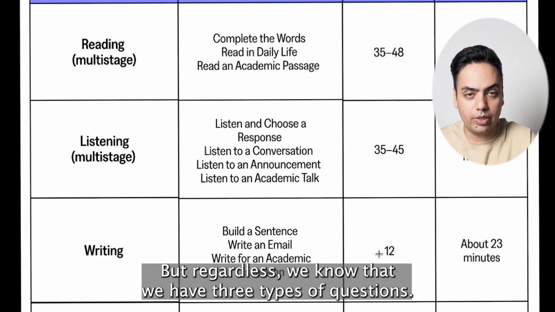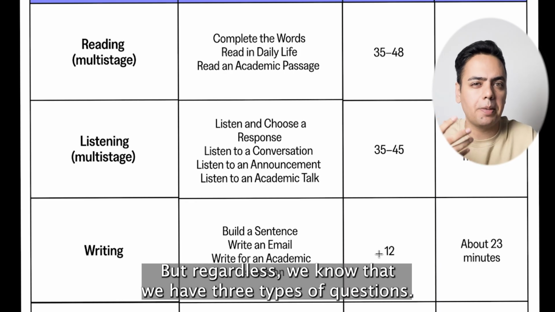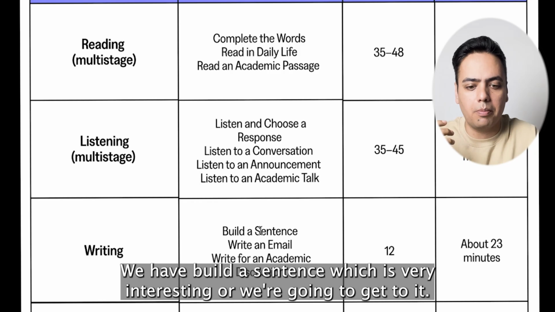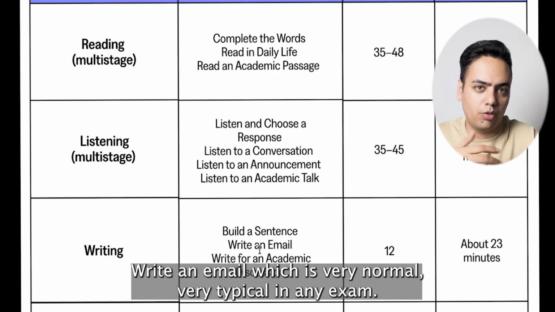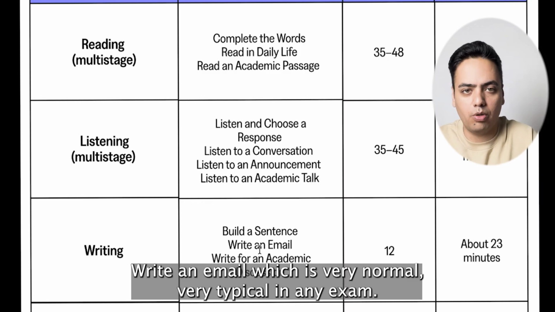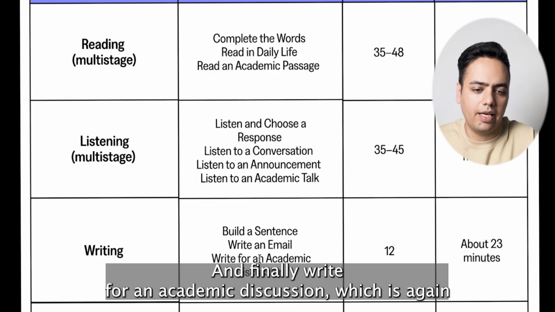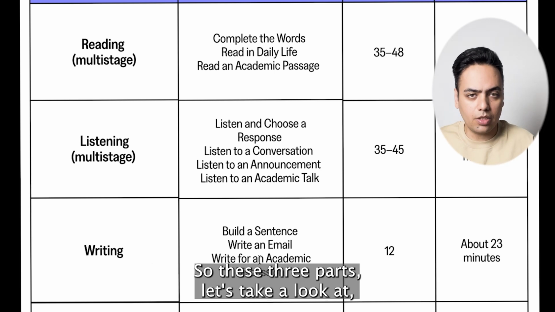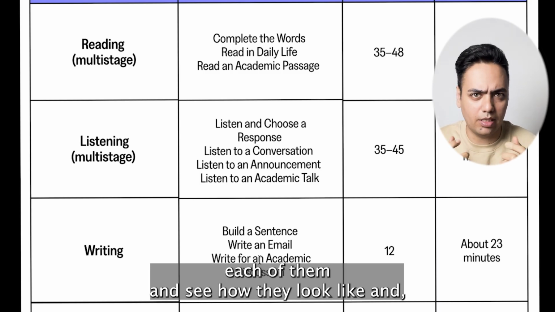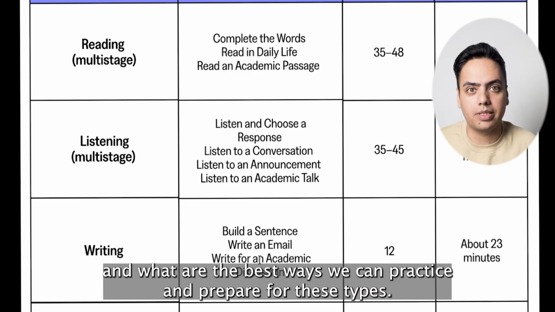But regardless, we know that we have three types of questions. We have build a sentence, which is very interesting. We're going to get to it. Write an email, which is very normal, very typical in any exam. And finally, write for an academic discussion, which is again a shorter, more convenient way of writing an essay. So these three parts, let's take a look at each of them and see how they look and what are the best ways we can practice and prepare for these types.